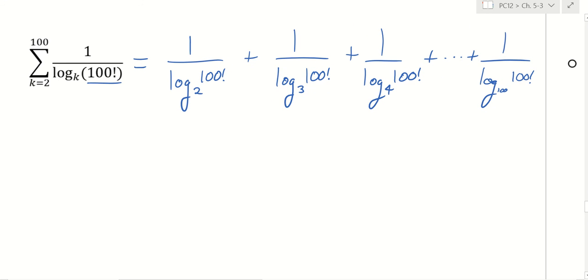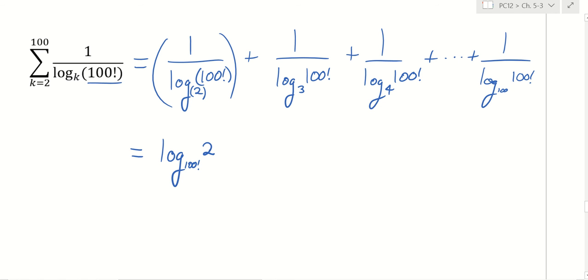So if we do that for the first term, this sort of corollary change of base rule, we can just write this really ugly term as a nicer looking term, log, without a fractional component. What is our base? Well, remember, we are swapping our input and our base. So our old input of 100 factorial becomes our new base. Our old base of 2 becomes our new input.